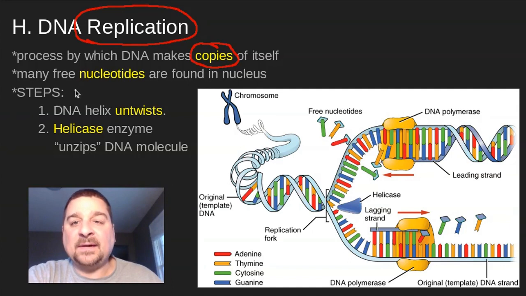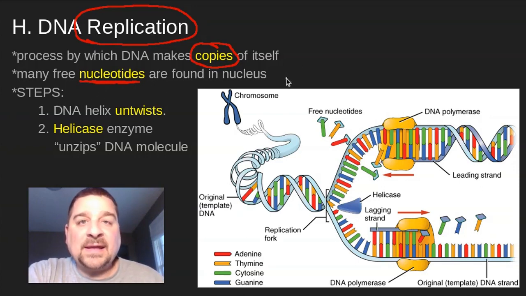an exact copy of itself. Now, in order to build it, there are many free nucleotides floating around in the nucleus. This comes from the food we eat. We break down the DNA in the food we eat, the cells we eat. So we've got A, T, G, and C, and phosphate groups and deoxyribose sugars. And those nucleotides are floating around so that they can be used to build new DNA molecules.